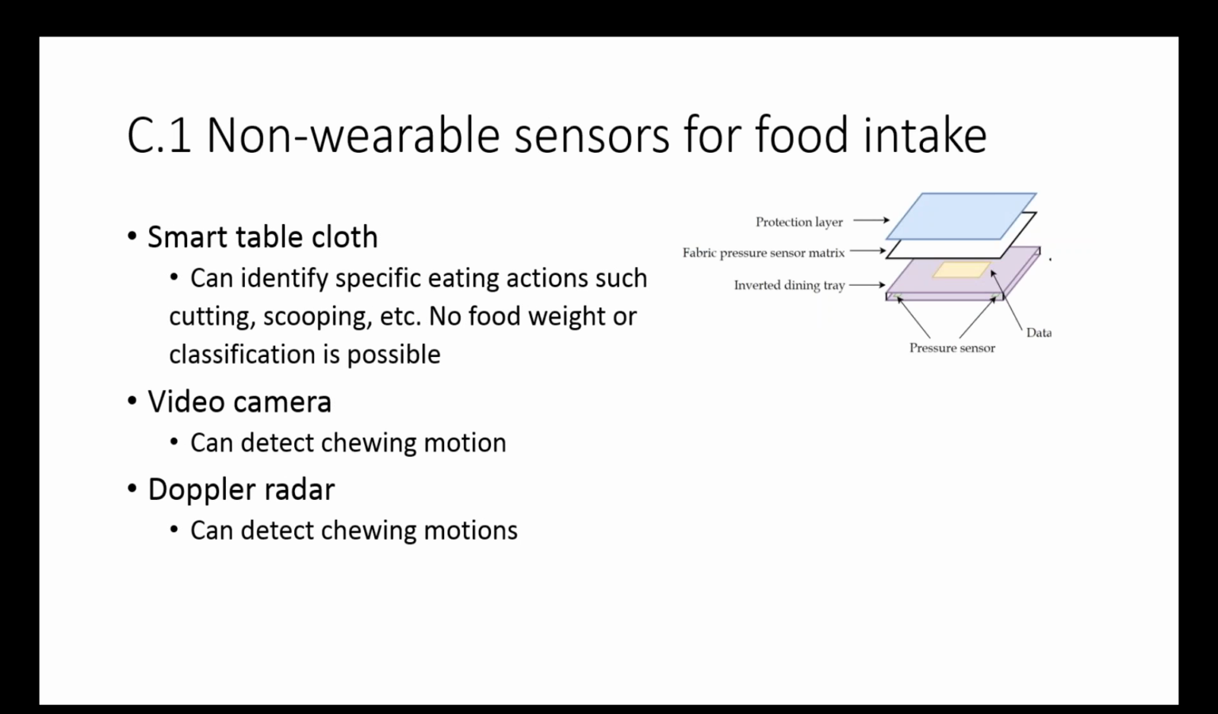Some ideas people have were like a smart tablecloth. So you have a tablecloth, and every time you dig into the food, it records it. So it tells how many times you dig, how many times you cut. So it can tell you, well, you are eating fast or you ate too much. Obviously, you have to make some assumptions.